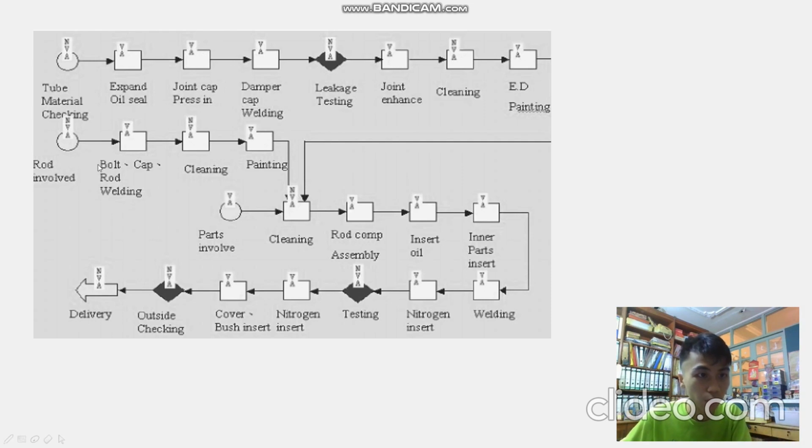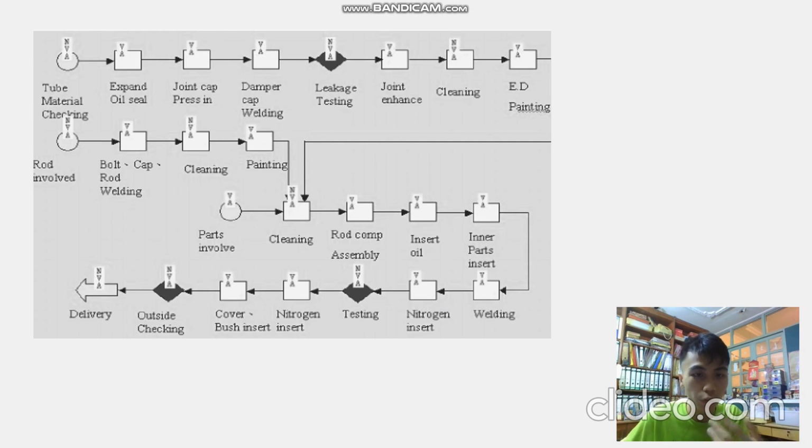For the rod, we have the board cap, rod welding, cleaning, painting, and it ends with the same process, cleaning. Both of these parts are involved, and we undergo the cleaning process, rod comb assembly, insert oil, inner part insert, then welding, nitrogen insert. Then, like everything we study, we need to come to an exam. Same as the absorber, everything that we have done, we need to come to a testing, whether it functions or not.